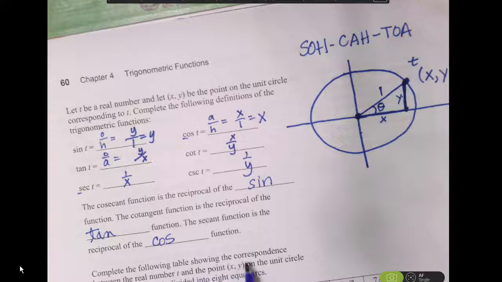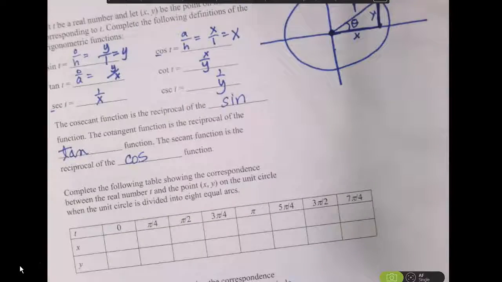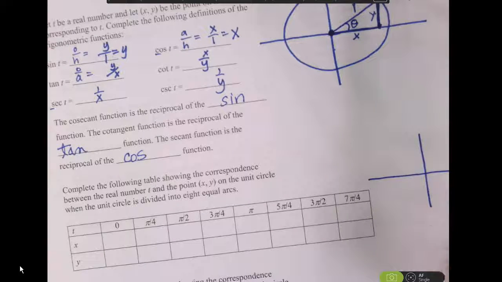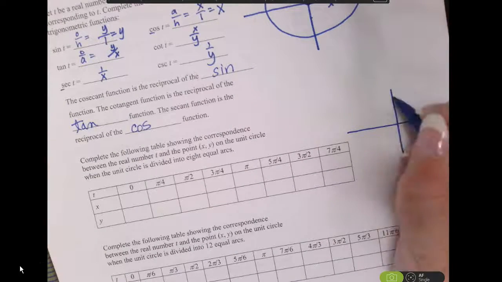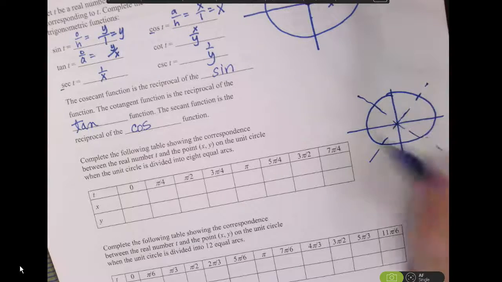So let's complete the following table showing the correspondence between the real number t and the point (x, y) on the unit circle when the unit circle is divided into 8 equal arcs. So we are looking at the unit circle. Let me get my camera so it's going to show everything. So here's the unit circle, and we're going to divide it into 8 pieces. So that's where we have 4 pieces already just with the quadrants, and then I'm going to make another x.